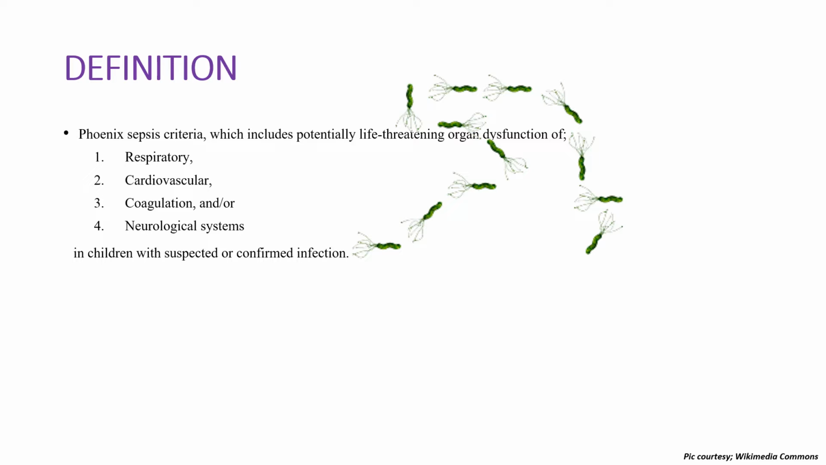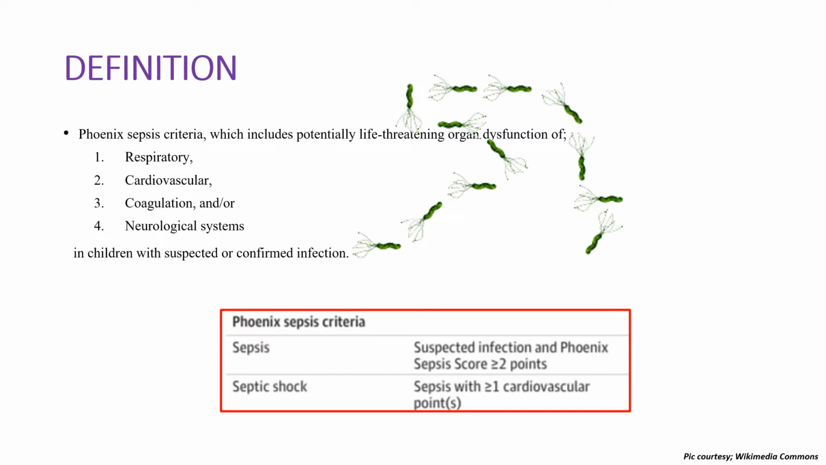Sepsis in children is now identified using the Phoenix sepsis criteria, the details of which I have mentioned in a video which I have just released, and this includes potentially life-threatening organ dysfunction of respiratory system, cardiovascular system, coagulation, and/or neurological system in children who have suspected or confirmed infection. So as per the Phoenix sepsis criteria, sepsis is suspected infection plus greater than or equal to 2 points on the Phoenix sepsis score, and septic shock is sepsis with greater than or equal to 1 cardiovascular point. The details of which you can see in an earlier video. I'll share the link of which in the description box below.